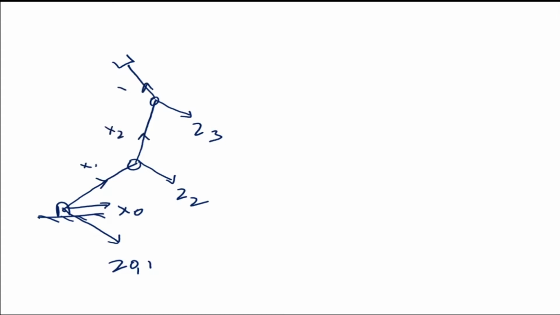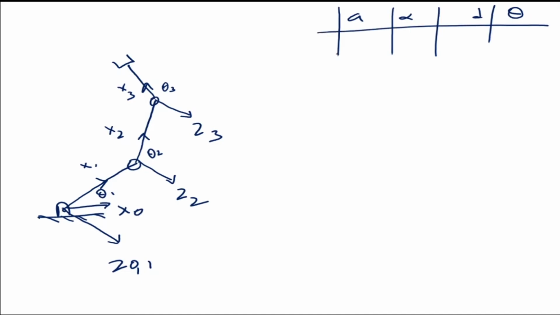Now we are going to assign our frames as per the DH convention, and we have done this quite a few times before, so I'll do it very quickly. Z0, Z1 is here, Z2 is here, Z3 is here, and X0, X1, X2, and X3. What are the joint variables? It is theta1, theta2, and theta3. Now we can make a DH parameter table very quickly: a, alpha, d, and theta. Here I can populate the table for 1, 2, 3, so that's my 3 joints.